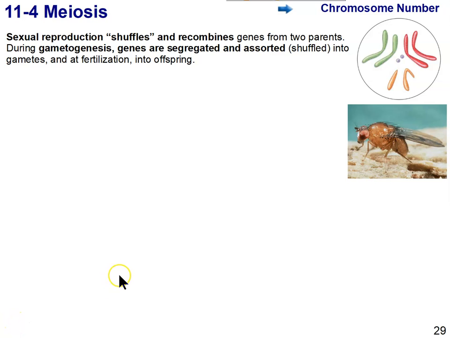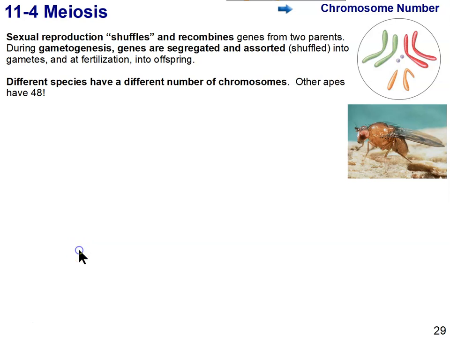But before we get into gametogenesis by meiosis, we need to learn a little bit more about chromosomes. So the first thing is that different species have a different number of chromosomes. So for example, humans have 46. Other apes, and I say other apes because humans are considered within the family of apes, have 48. So like chimpanzees and gorillas have 48.